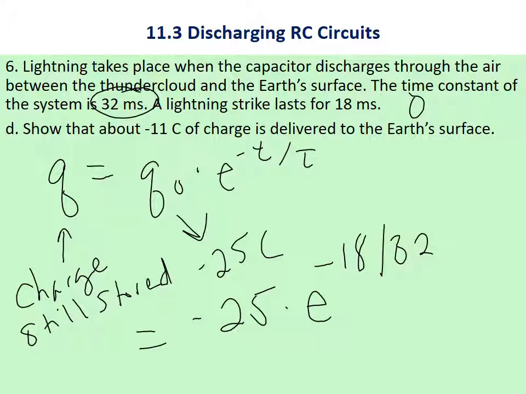Now this value you get is not the charge delivered to the Earth's surface. This is the charge that is still stored inside of the capacitor. To get the charge delivered to the Earth's surface, you'll have to subtract this value Q from the original, and this will give you how much charge was transferred via lightning to the Earth's surface.